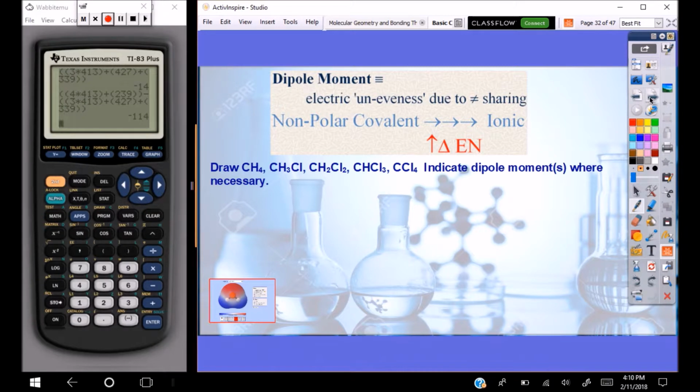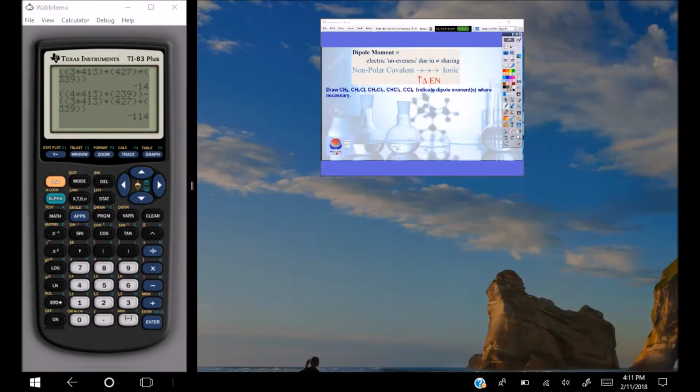All right. So the last thing we're going to cover today is looking at a dipole moment. All a dipole moment is the unevenness of electron distribution across a bond due to unequal sharing. This happens when you have a component of your molecule that is more electronegative than some of the other atoms in that molecule. So you get uneven sharing and an increase in electronegativity difference that would cause you then to have a dipole moment. So I'm going to go back to full screen with this.